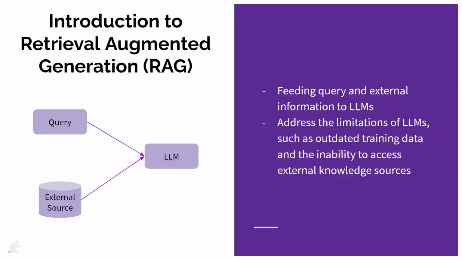Retrieval Augmented Generation combines information retrieval with text generation models to improve the quality and accuracy of responses generated by large language models. RAG aims to address the limitations of LLMs, such as outdated training data and the inability to access external knowledge sources. The main idea behind RAG is to supplement the internal representation of information in LLMs with external sources of knowledge. By retrieving relevant facts from an external knowledge base, RAG ensures that LLMs have access to the most current and reliable information.